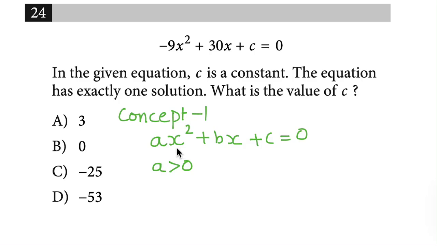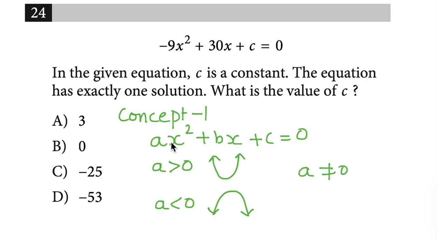Now when this a is greater than 0, see, a quadratic equation always forms a parabola. So when a is greater than 0, it's an upward parabola, like you are throwing a ball, it's touching the ground, hitting back, and then coming back. Now if a is less than 0, then it is always a downward parabola. Always. And a cannot be equal to 0.